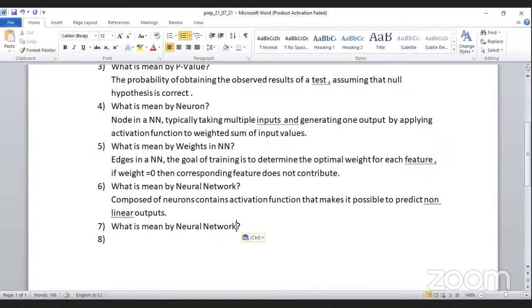So the next question is, what is meant by activation function? It's complex.